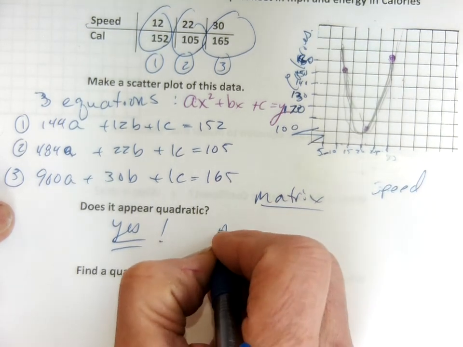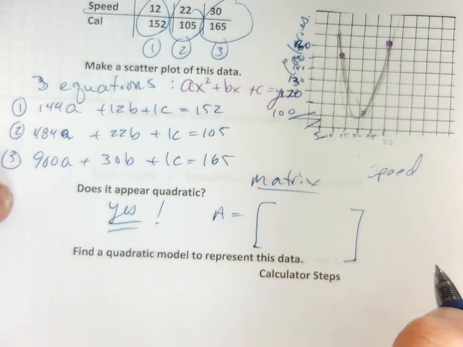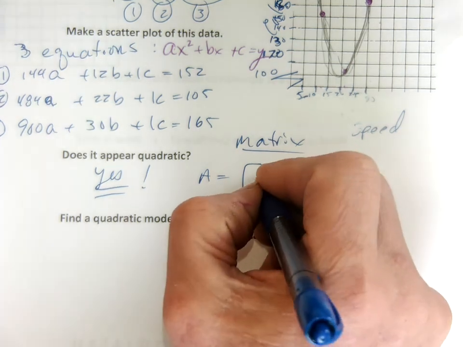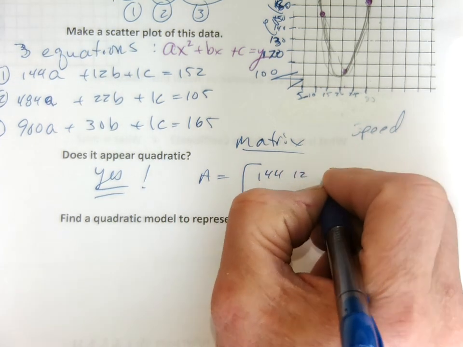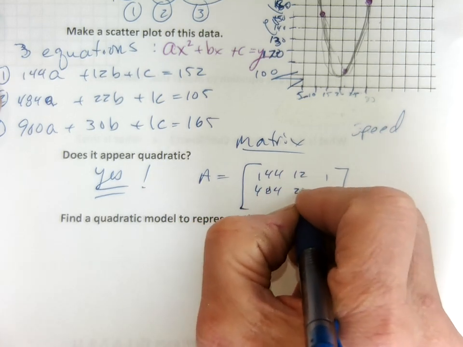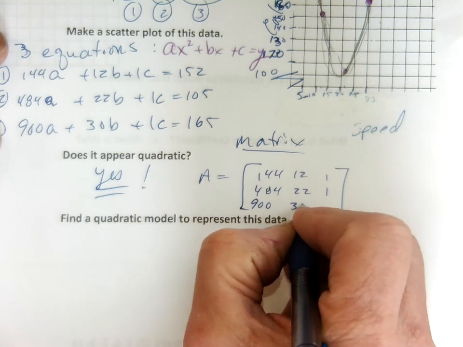We're going to have matrix A. And matrices are just boxes that hold numbers, and our calculator can put those in there. So I'll go 144, 12 and 1, 484, 22 and 1, and 900, 30 and 1. Okay?